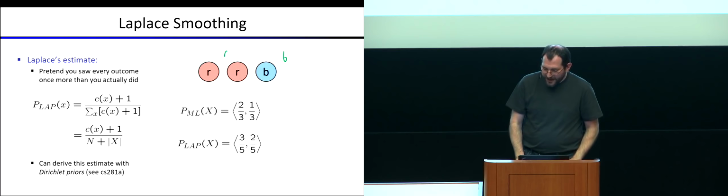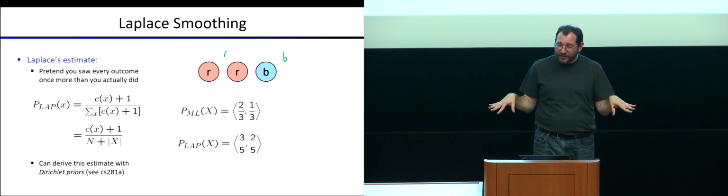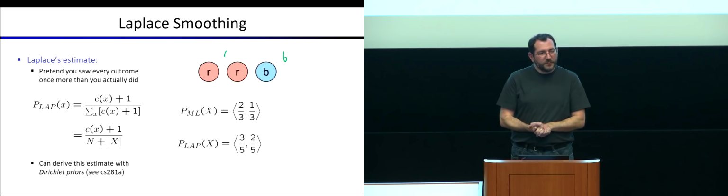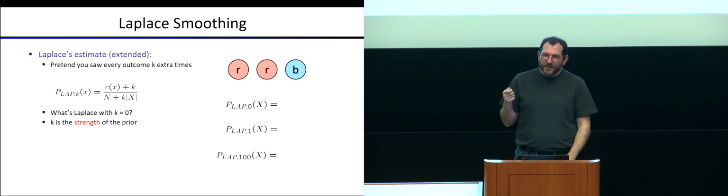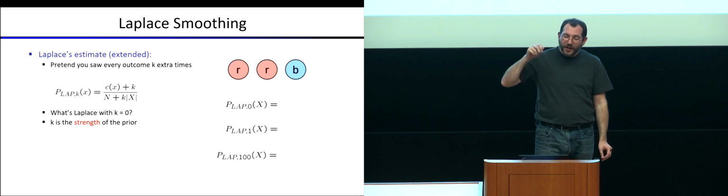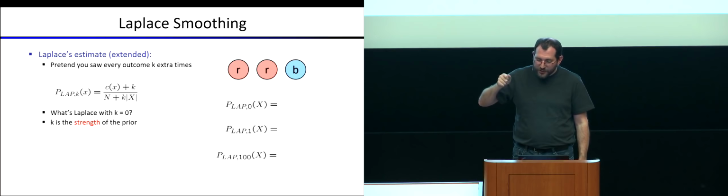Now what do I get? I get 3/5 and 2/5. Red is still winning, but this distribution has gotten flatter. And if there had been 0 blues, it would no longer be given probability 0. So, pretty reasonable. We can do better. We can say we imagine you see each outcome k times, instead of one time, because maybe one time is too many or maybe it's too few. We can adjust formally. If you derive this, this comes from adjusting the strength of the prior. And you can imagine wanting to do more or less than adding one.